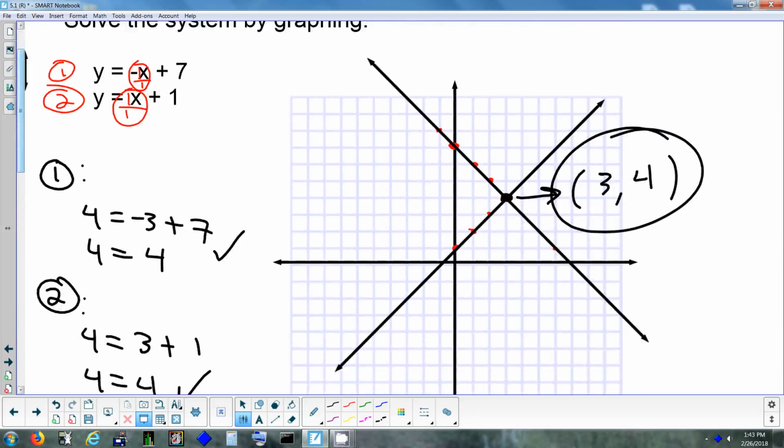What would happen if you had 2 lines that were parallel? What does that mean if the lines are parallel? Where would they cross? Never. I don't know if that happens today. If you had lines that were parallel, they would never cross. So that's a no solution. We've done no solution stuff before. But today they will cross.